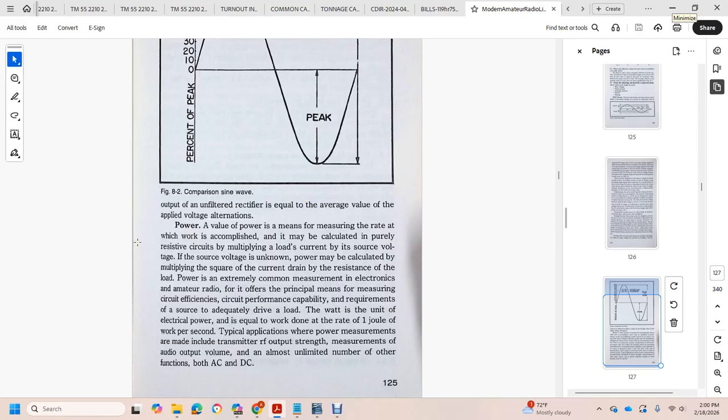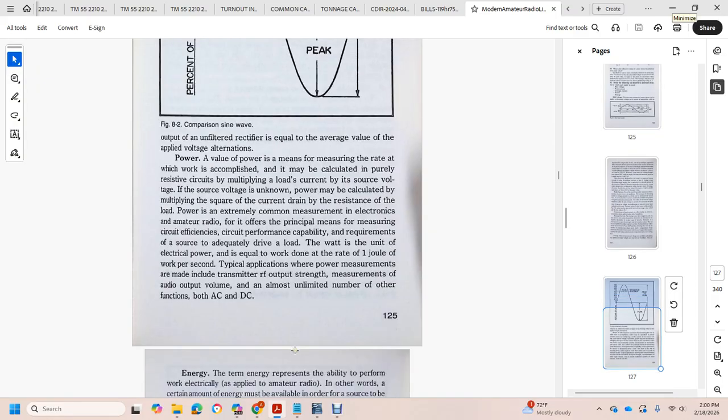Types of inclusion and applications of the measurement may include the transmitted radio frequency output, the measurement of output volume, and an almost unlimited number of other functions, both AC and DC.